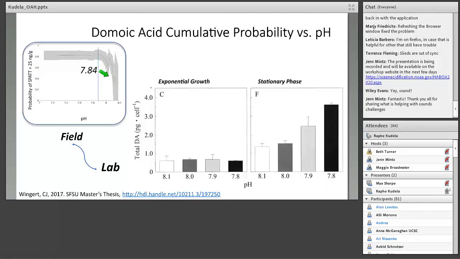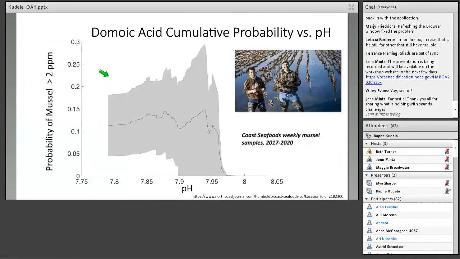And so in this case, it pretty much exactly matches what we see in the field, that we see maximum domoic acid in the field at a pH of 7.84, and it drops off pretty quickly as we go up to a pH of 8.1. And so a really nice example of iterating, going between the field and the lab.